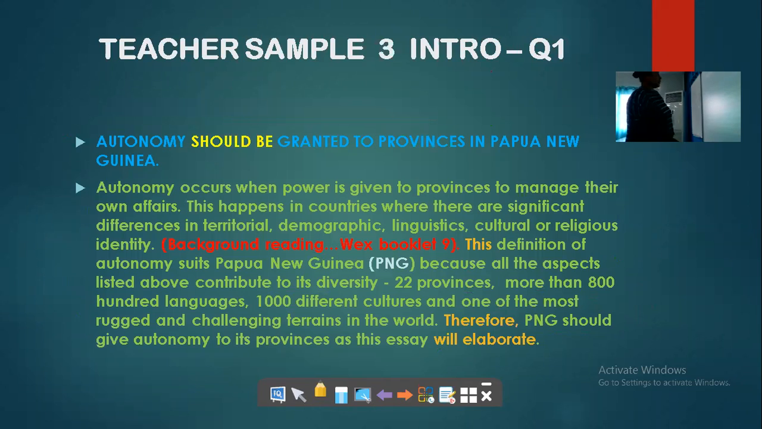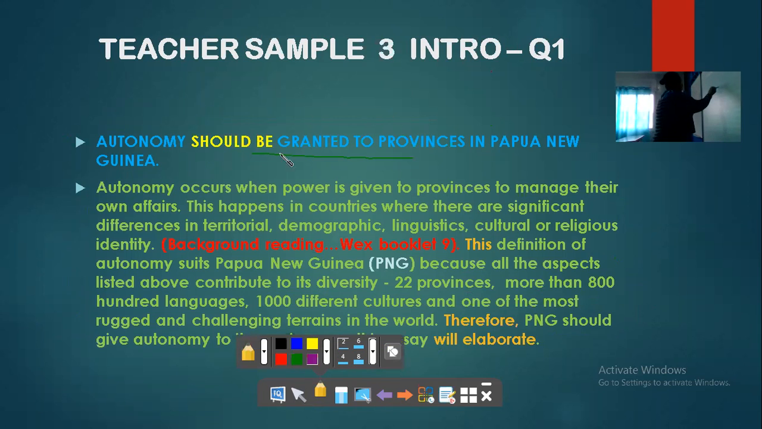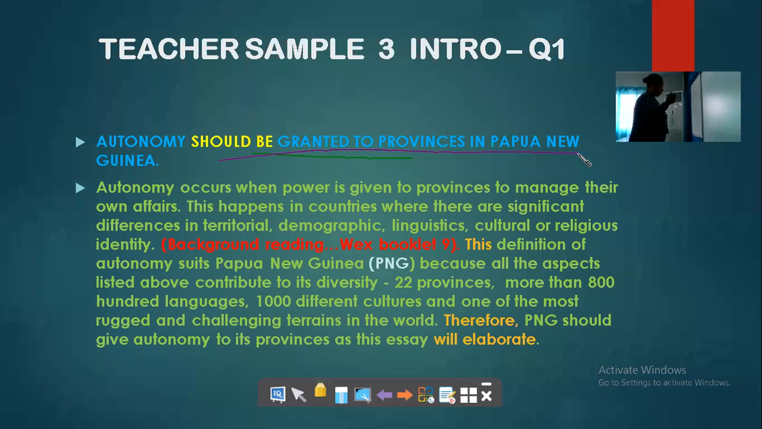Autonomy should be granted to provinces in Papua New Guinea. So a very plain topic, but you can always get away from a plain topic. Use something else to create, not a topic, but a title. All right? I'm using the word this here to create what? I'm creating a link, a connection to what was said. This definition, I'm referring to what I said, which creates a connection. This definition of autonomy suits Papua New Guinea.